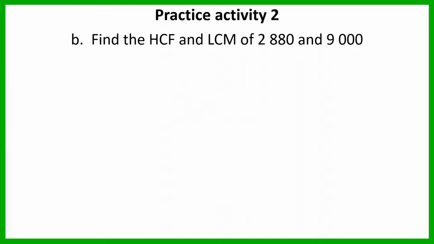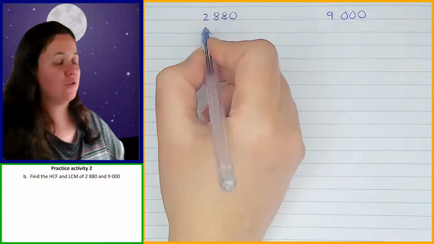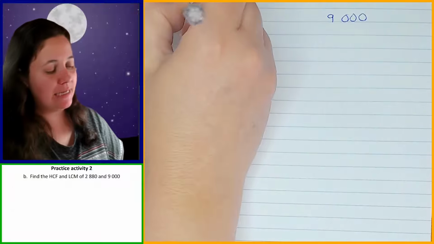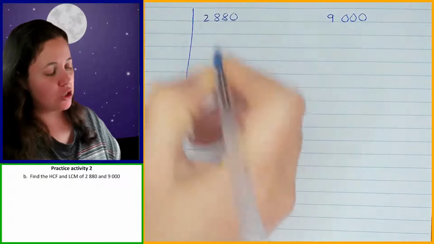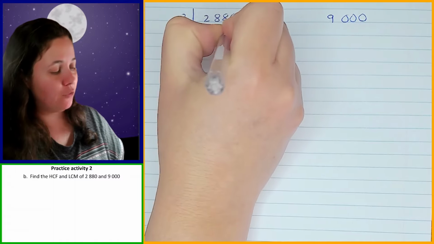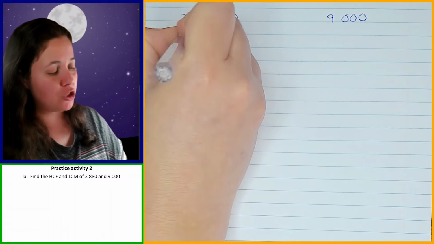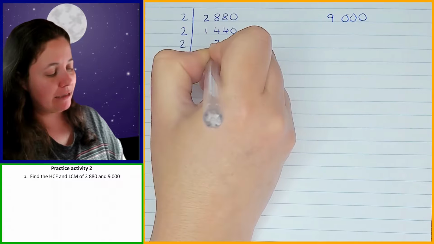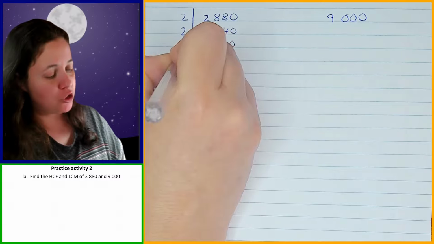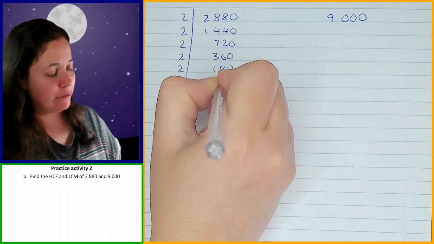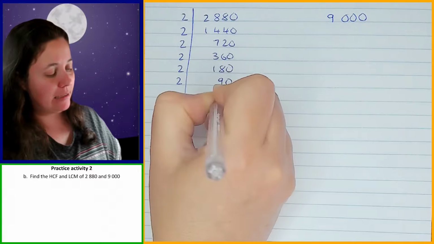Okay, so let's go through that and see what you should have got. So first of all, you have to do the ladder for 2,880 and 9,000. So first, 2,880 is an even number, so I can divide that by 2. That gives me 1,440. Then I can divide by 2 again, and I can get 720. Divide by 2 again, that gives me 360. Divide by 2 again, that gives me 180. Divide by 2 again, that gives me 90. Divide by 2 again, that gives me 45.